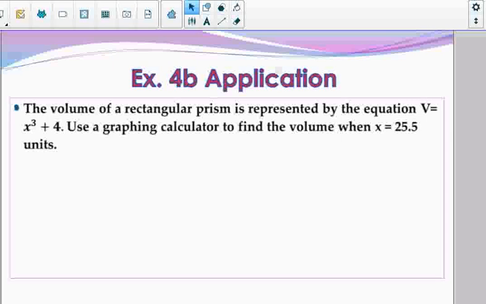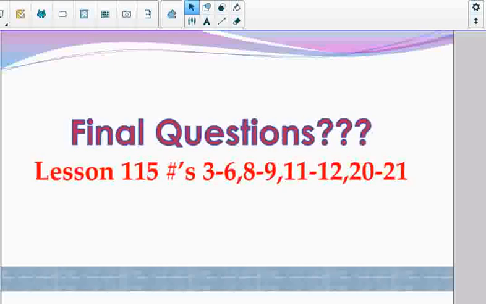You may try this next one yourself for extra practice. Your assignment then for next time would be lesson 115, numbers 3 to 6, 8 and 9, 11 to 12, 20 to 21.